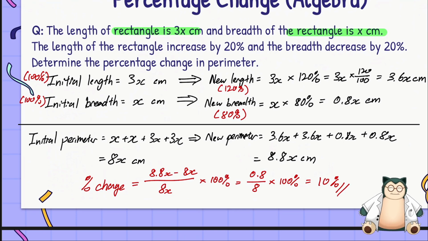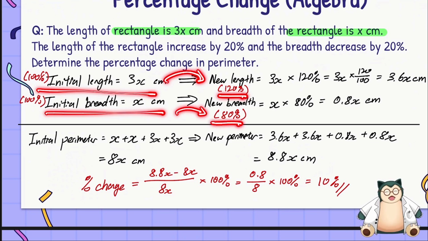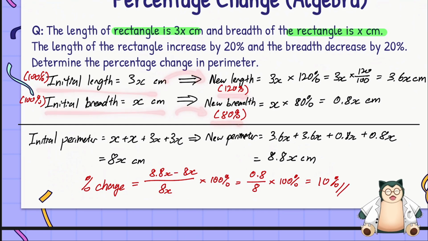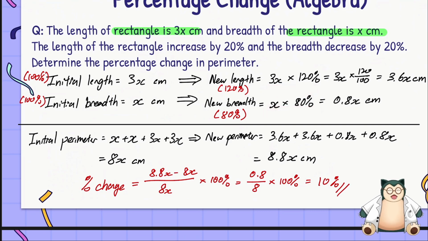Okay, so lastly, how I do this question is I get my initial length and my initial breadth. I calculate after adding 20% and subtracting 20%, to get 120% and 80% for my length and breadth. And then I do my respective calculation. So top part, I take 3x multiplied by 120%. That will give me 3.6x. And for the breadth, I'll take x multiplied by 80%, which gives us 0.8x.